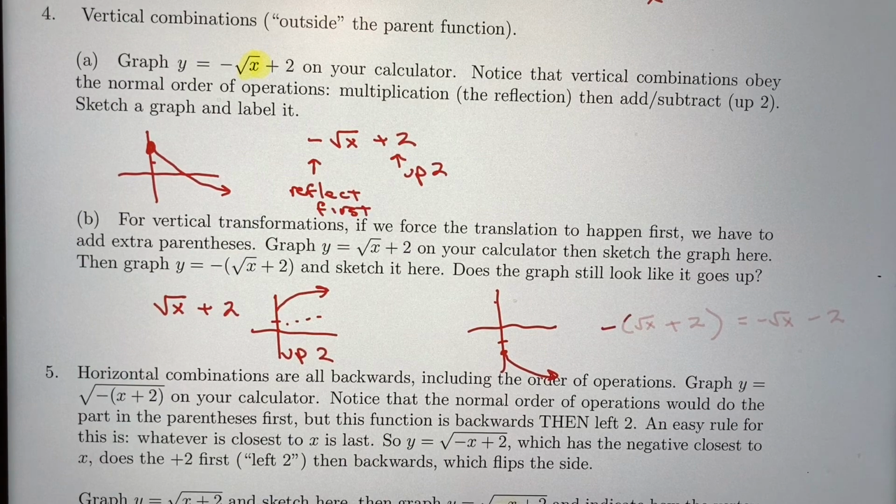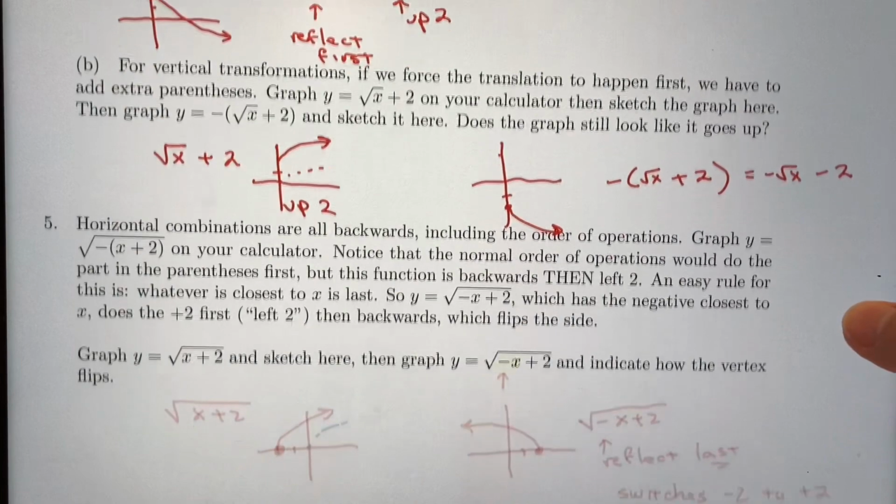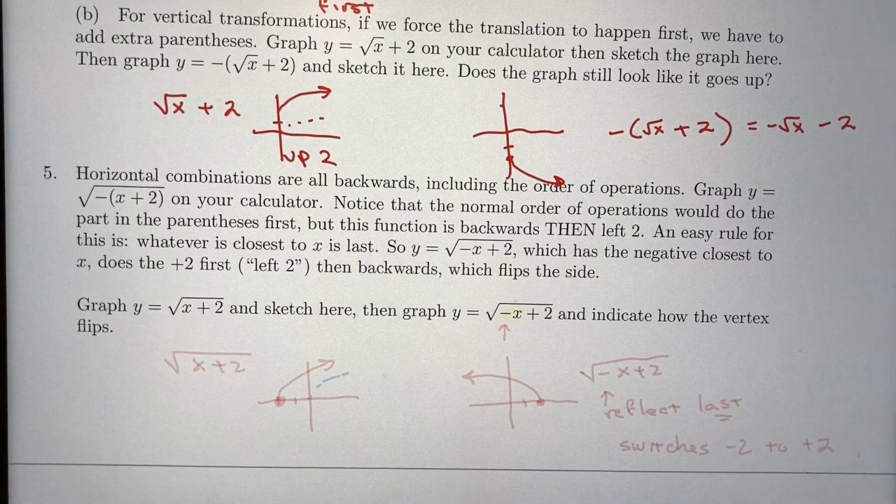And notice if I distributed, without the extra parentheses, I would have the same as negative root x and then down 2 afterwards. So I point this out because horizontally everything is backwards, including the order of operations, which is really unfortunate, but that's because there's no equal sign between the x and what you're doing.